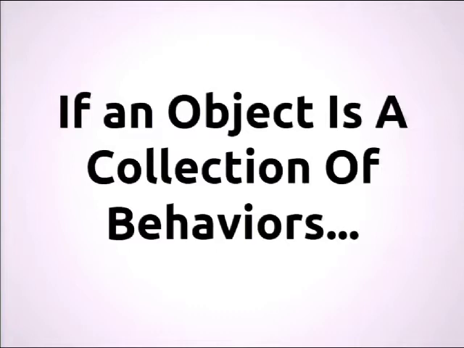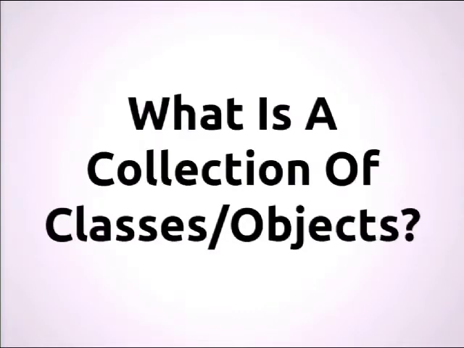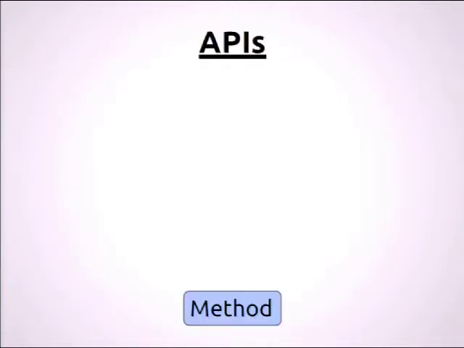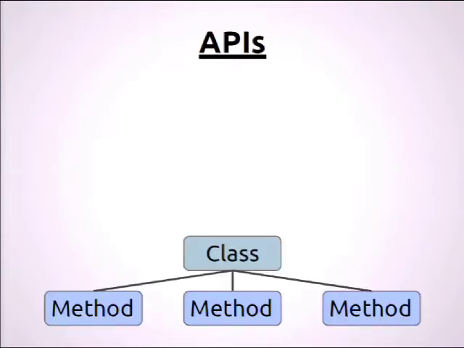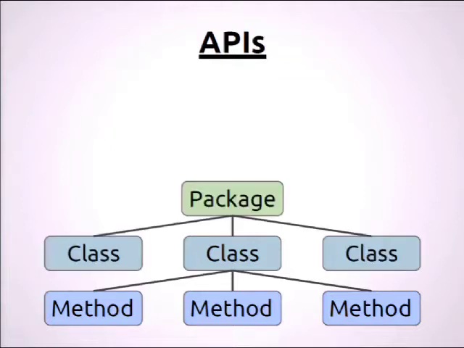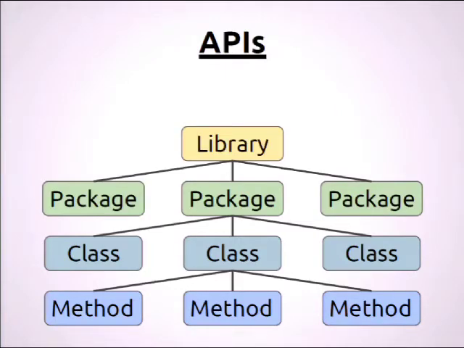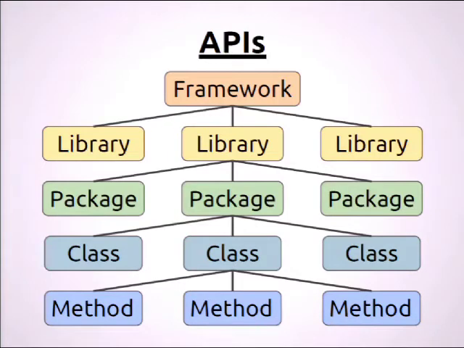If an object is a collection of behaviors, what is a collection of objects? What is a collection of classes? As it turns out, we have a fractal design, a fractal pattern coming out here. We have a method, which we've already said is behavior, right? Well, a collection of methods is a class or an object, which is just behaviors. Well, what is a collection of classes? Well, we can roll up related classes or related behavior into a package. And we can roll up related packages into a library. And we can roll up related libraries into a framework.